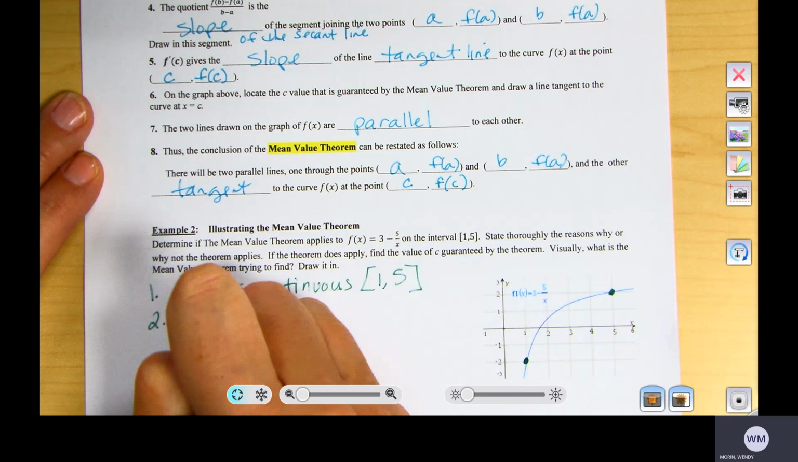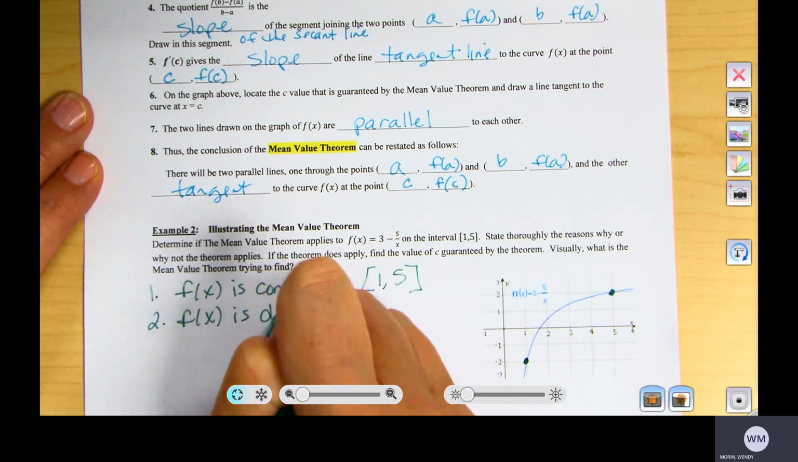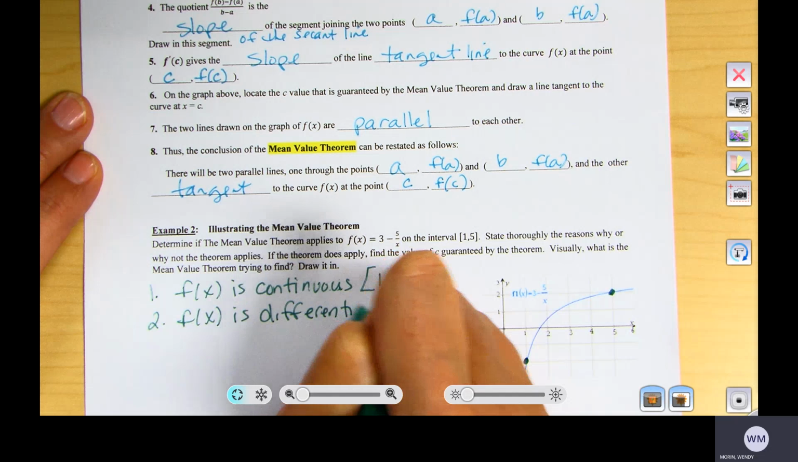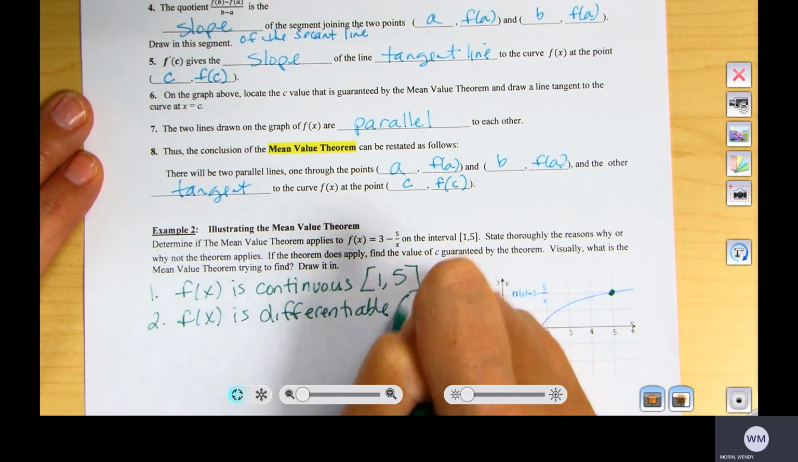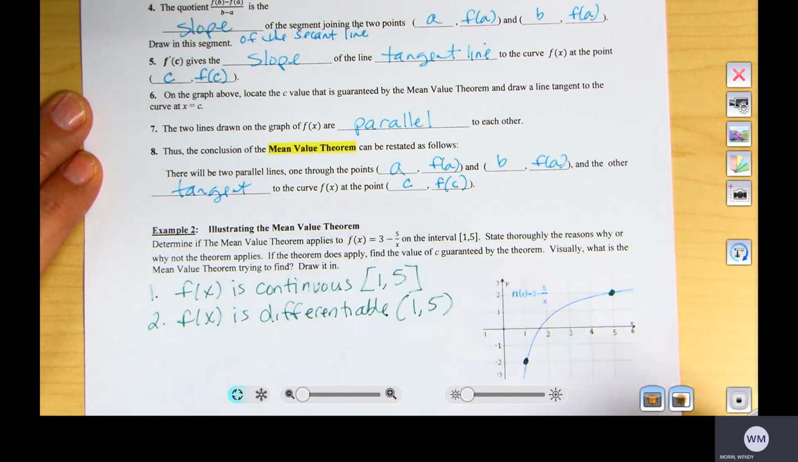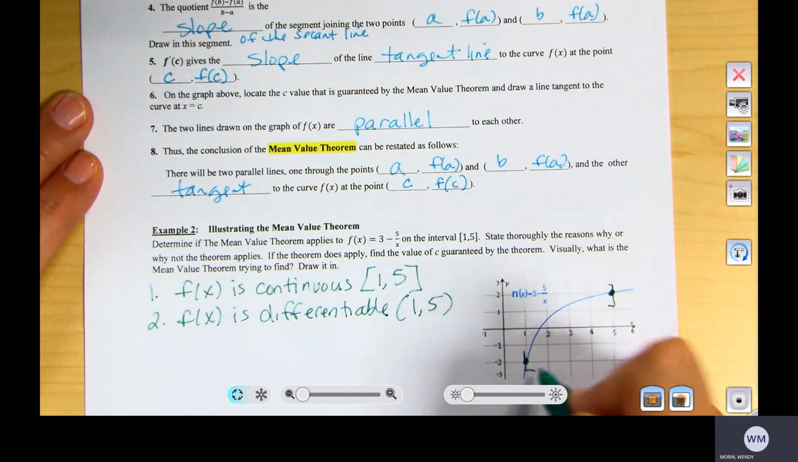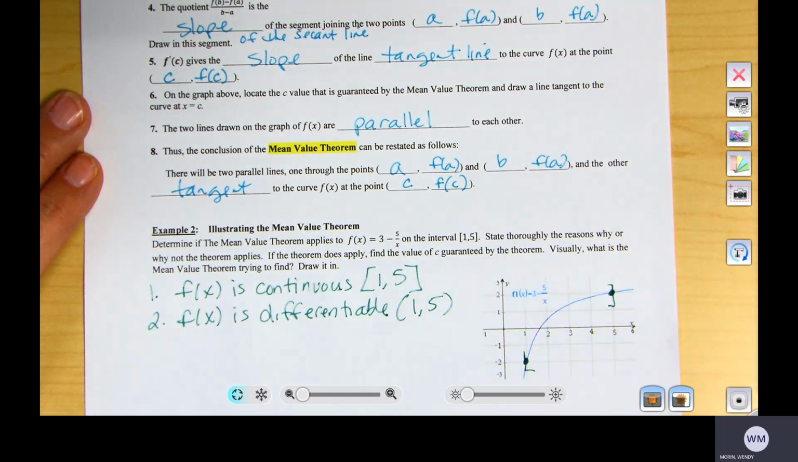So 2. F of x is differentiable on the open interval from 1 to 5. Again, it can't be differentiable at the endpoints because we're only talking about an interval from 1 to 5. All right. Now, we don't have to see that the y values are the same.